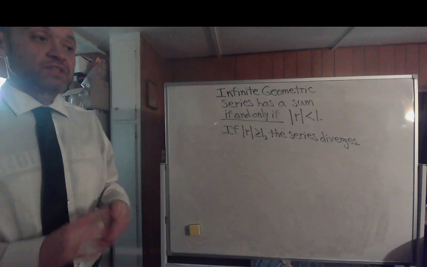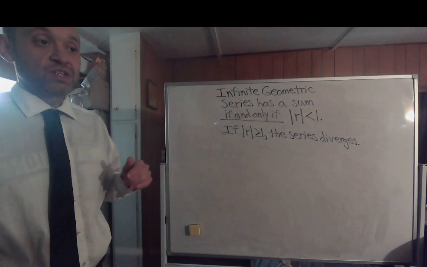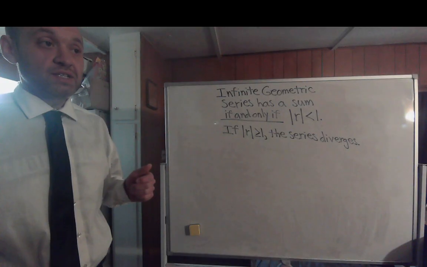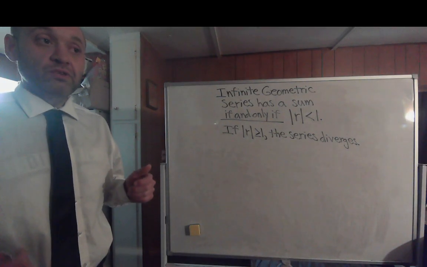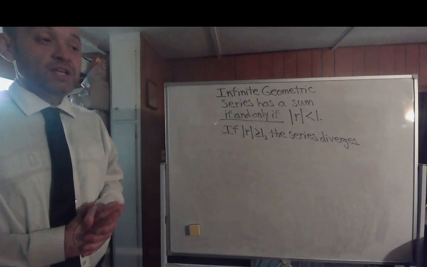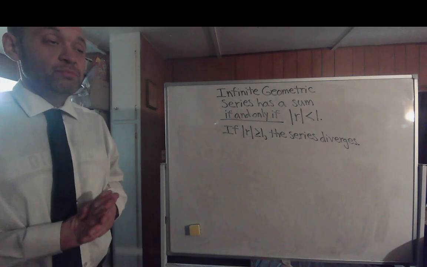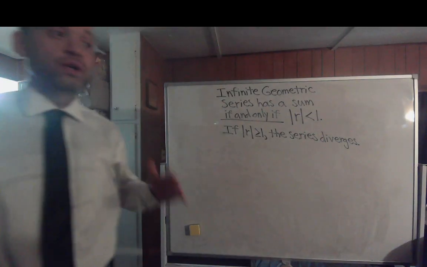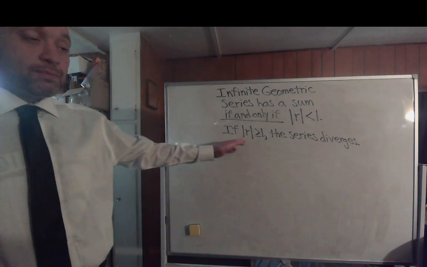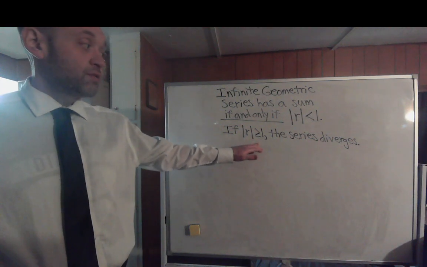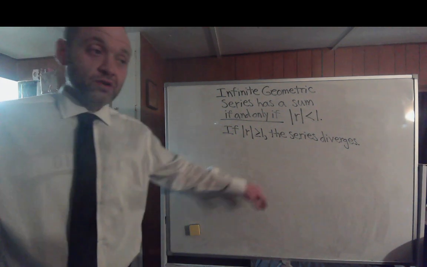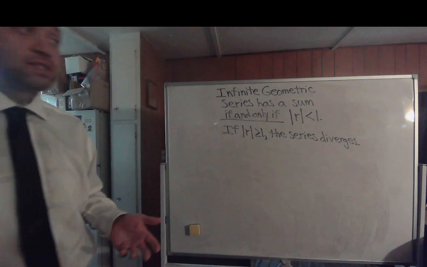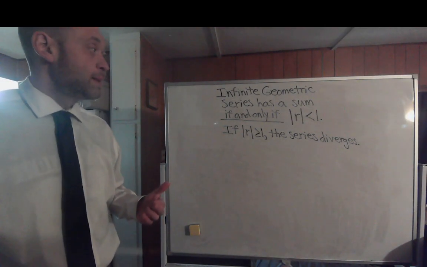Now in the last lesson we talked about finite geometric series, where we took the sum of so many terms of a geometric series and got a finite solution. Well, you can do the same with an infinite geometric series if and only if the absolute value of the common ratio is less than 1. If the absolute value of the common ratio is greater than or equal to 1, the series diverges, meaning it's either going to go to infinity or negative infinity in that case. So it would be a divergent series.